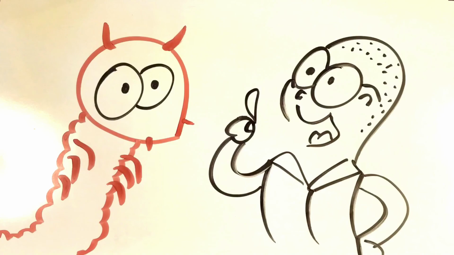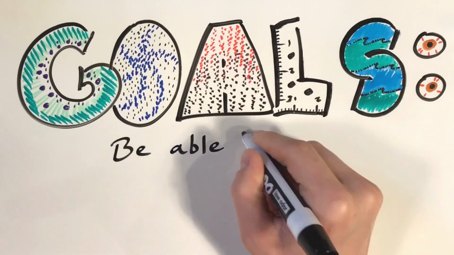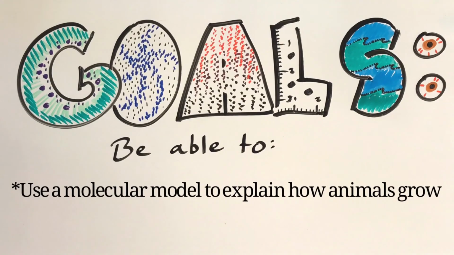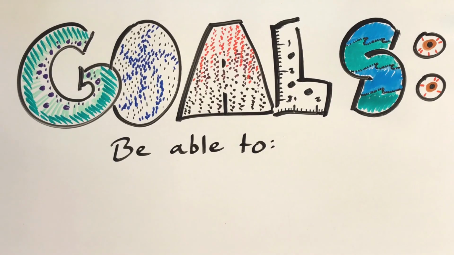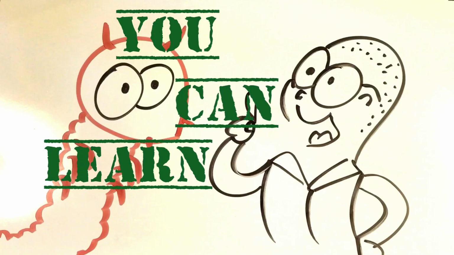Let's review our goal to make sure you met it. After watching this video, you should now be able to use a molecular model to explain how animals grow. If you don't think you can do that, go back and watch the parts of the video you don't understand. Until next time, remember, you can learn anything.